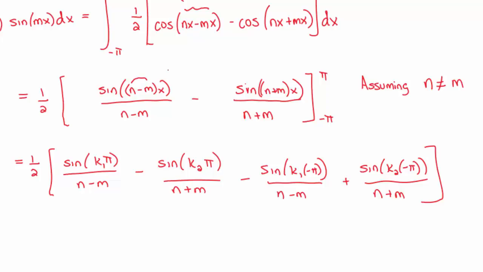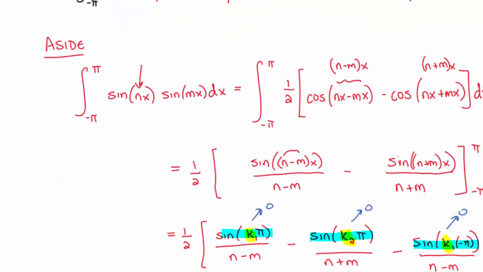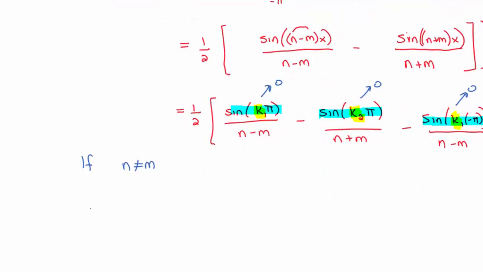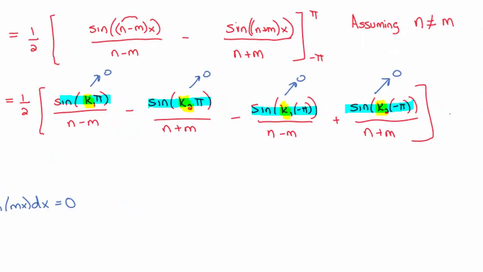But the most important piece here is that each of these numbers, k1, which is n minus m, and k2, which is n plus m, are integers. So it's like negative 1 or 2 or 5 or 6. But the reality is any integer times pi, sine evaluated at that, will be 0. So all of these sines here, this guy and this guy, are all 0. So this tells me that if n is not equal to m, then the integral from negative pi to pi of sine of nx times the sine of mx dx must be 0, right? Because this is all equal to 0.